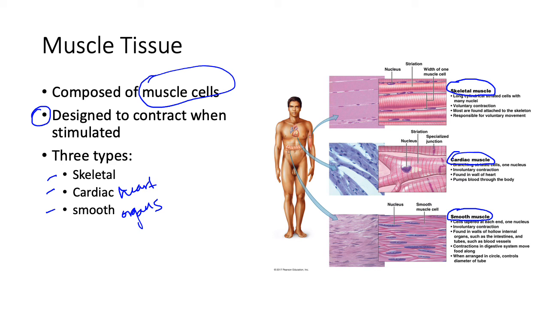So again, cardiac and smooth muscle are involuntary, meaning you don't have conscious control over these. Whereas skeletal muscle, we will learn about, is voluntary. You can consciously control your arm or your leg to flex, for example. But again, we have muscle cells working together in these three types of muscle tissue. Their common feature is that they contract when stimulated.